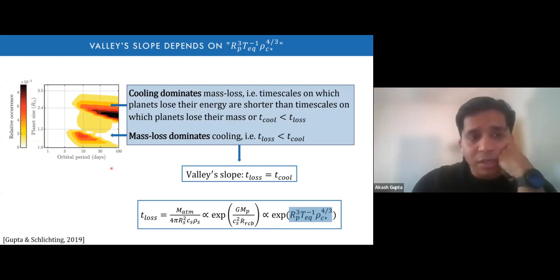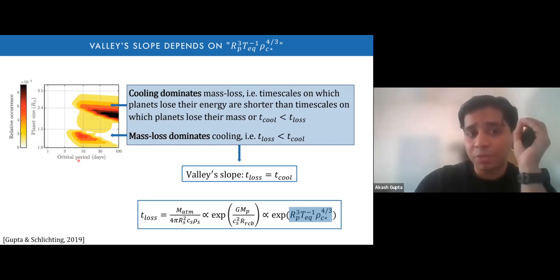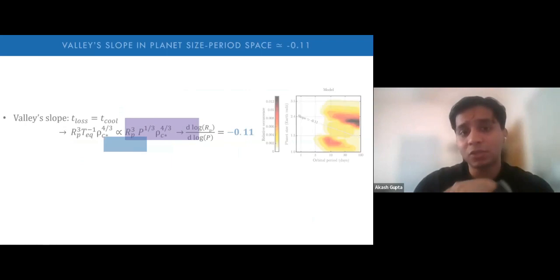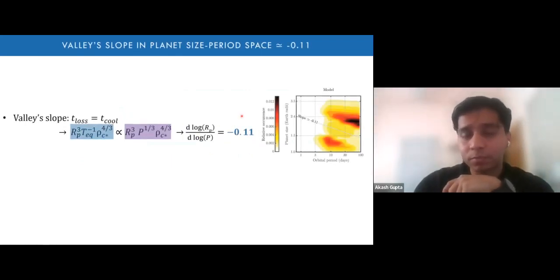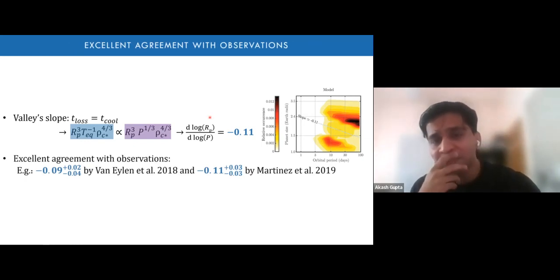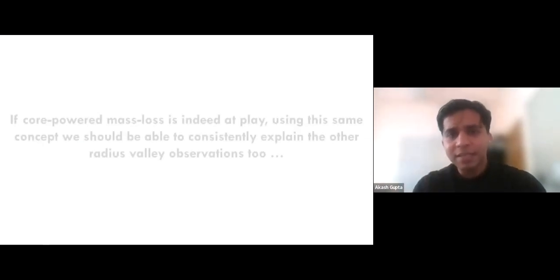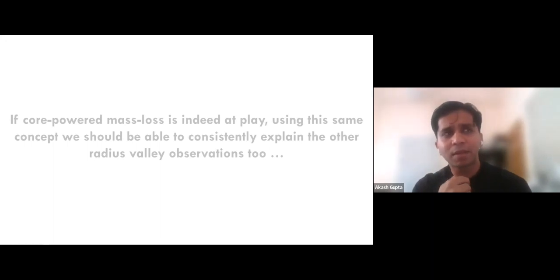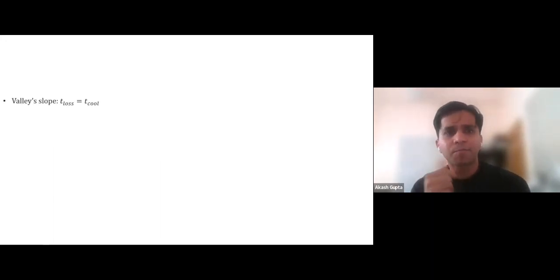Now, because we are interested in the slope in the planet size, orbital period space, we can substitute orbital period in place of equilibrium temperature, and that gives us a slope of minus 0.11, which is in excellent agreement with observations. Now, if this is indeed what is happening out there, we should be able to use the very same analytic prescription to explain a number of other observations of the radius valley. And so let us see if that is really the case.